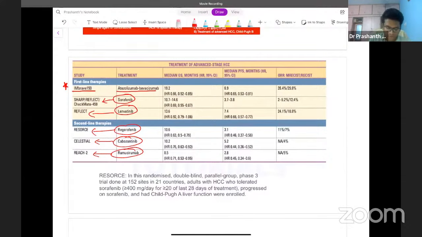Okay, in the RESORCE trial, which they have not mentioned, it's quite simple. If you know that this is a third line after sorafenib, if it doesn't work, what next? Then it becomes clear that it is regorafenib.